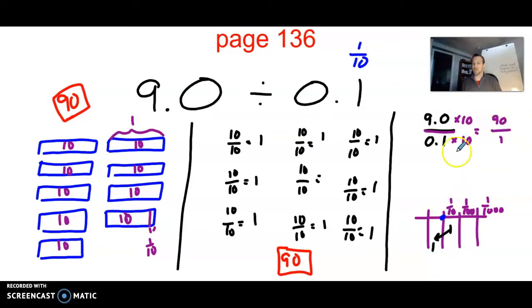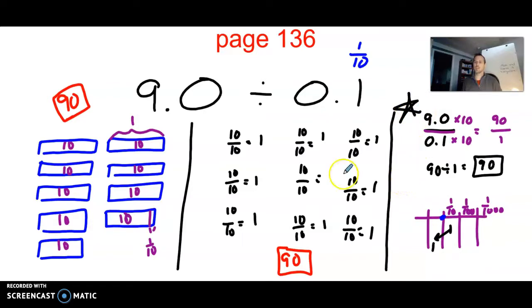What's 90 divided by 1? You can write it over. 90 divided by 1. Well, 90. There's your answer. A little bit shorter of a way to show your work, okay? But we all came up with the same answer, no matter which strategy you used. We're going to focus on this one today.